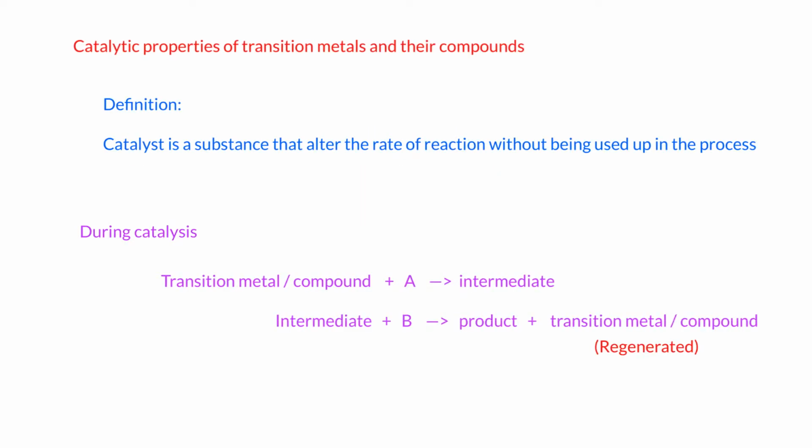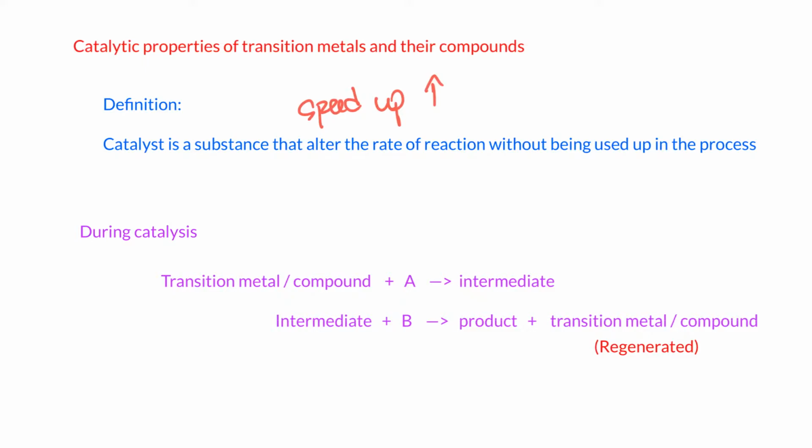Before we move on, we have to know the definition of a catalyst first. A catalyst is a substance that can alter the rate of reaction. Pay attention to the word we use here. We say alter. That means it can increase the rate or decrease the rate. But normally, at DSE level, we focus on catalysts that speed up the rate of reaction most of the time. That would be speeding up, or increasing, the rate of reaction.